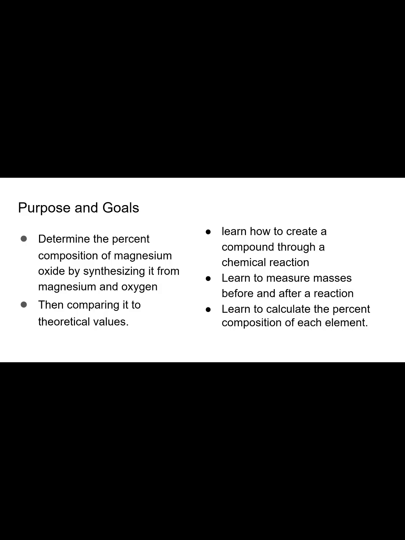Today I'll be going through the experimental determination of percent composition of a compound lab. The purpose of this lab is to determine the percent composition of magnesium oxide by synthesizing it from magnesium and oxygen, then comparing it to theoretical values. A few goals of this lab are to learn how to create a compound through a chemical reaction, measure masses before and after a reaction, and calculate the percent composition of each element.